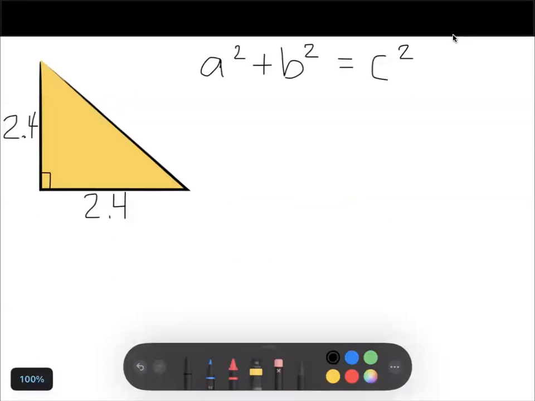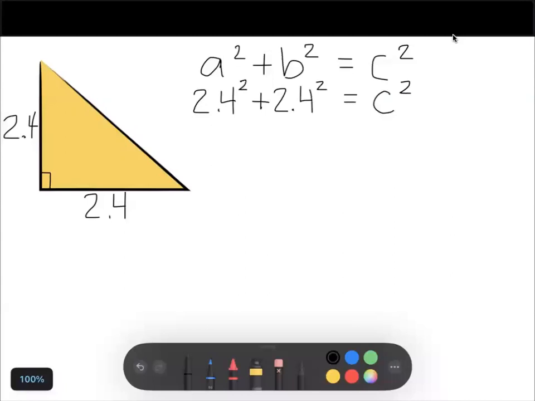Okay, here is our next example. We're going to find the hypotenuse on this right triangle given leg lengths of 2.4. So let's substitute in our numbers. A is 2.4, and I'm going to make that squared. B is also 2.4 squared equals c squared.